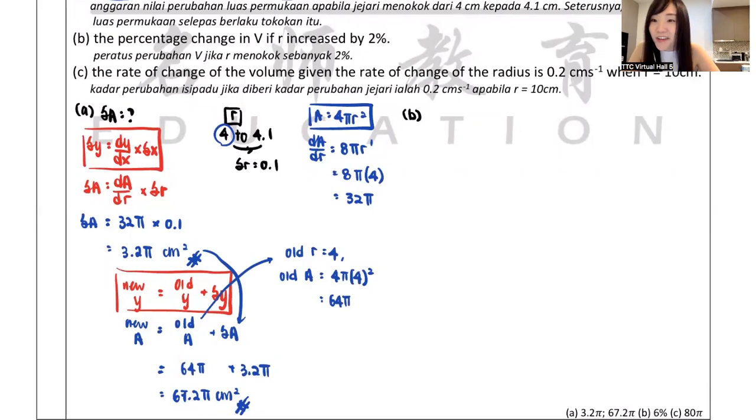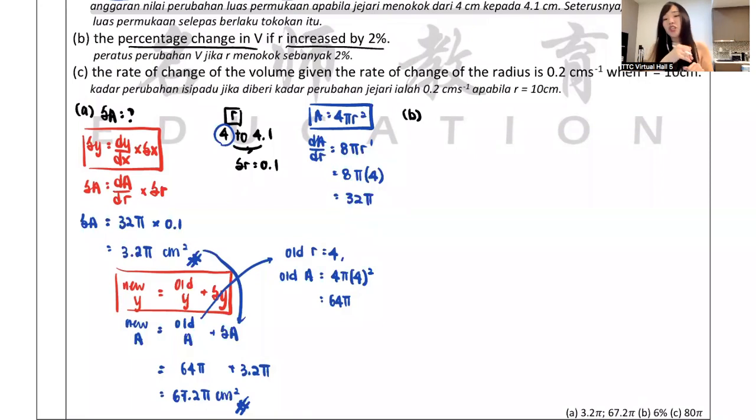I hope the speed is fine, okay? So B. Find the percentage change in V, the volume, if the R increased by 2%. This is different, my dear. So guys, can anyone tell me, is this one under small change or rate of change? Small change or rate of change?